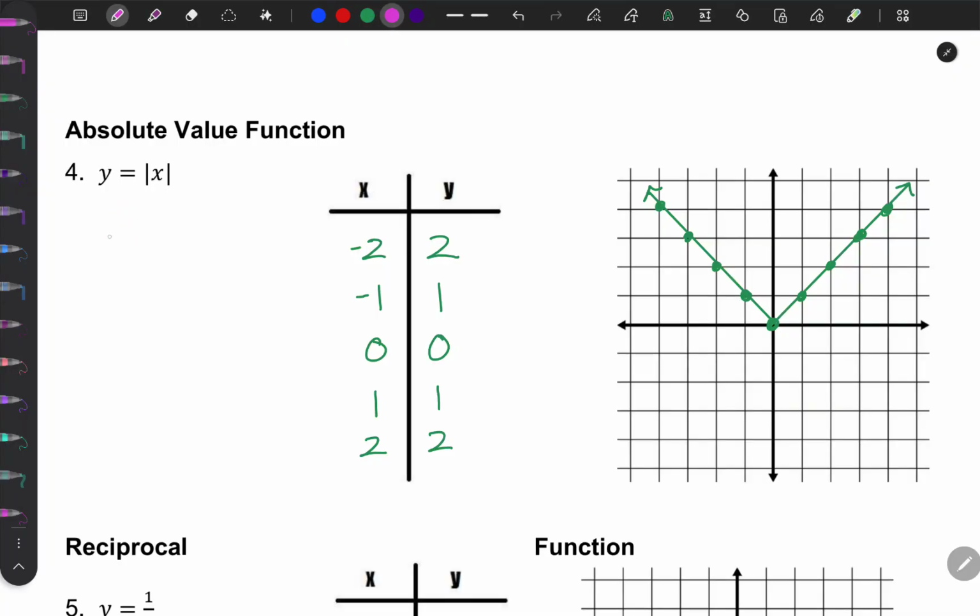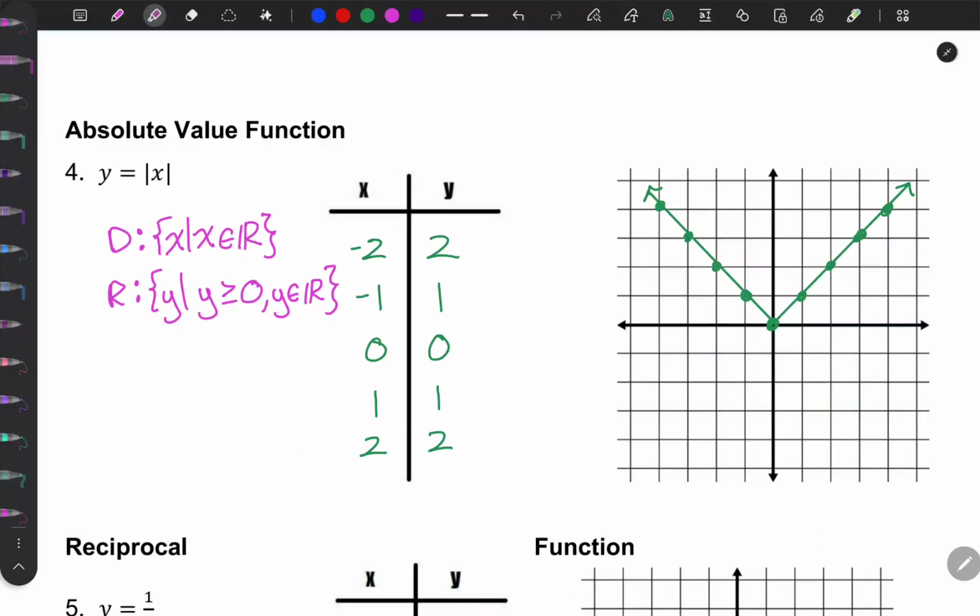All right, let's quickly fill in domain: x such that x is an element of all real numbers. Range. We can see we do have a minimum on this graph. So we're going to say y such that y is greater than or equal to 0, and y is an element of all real numbers.